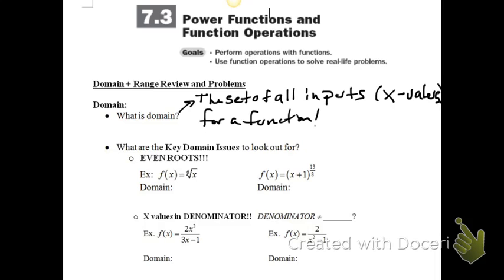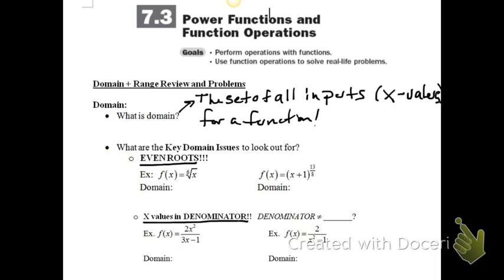However, in some of the things that we're going to be looking at in this section, we have to be careful because we will not be allowed to plug in certain numbers to the function because there are just going to be no outputs for those inputs. So there are two key issues to look out for. And if you don't see these issues, you don't have any restrictions on the domain, meaning you can use anything you want to plug in for x. The two issues are even roots and x values in the denominator.